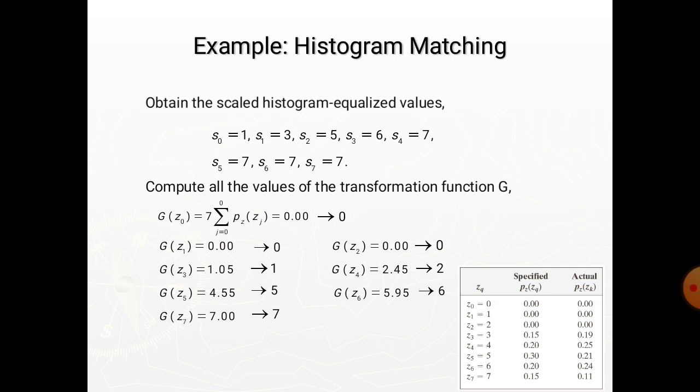So in the final step of the procedure, we use the mapping in the table to map every pixel in the histogram equalized image into the corresponding pixel in the newly created histogram specified image. So the values of the resulting histogram are listed in the third column of the table.